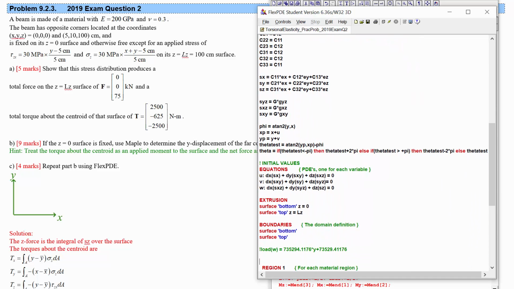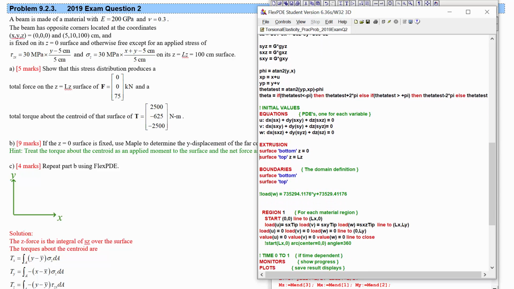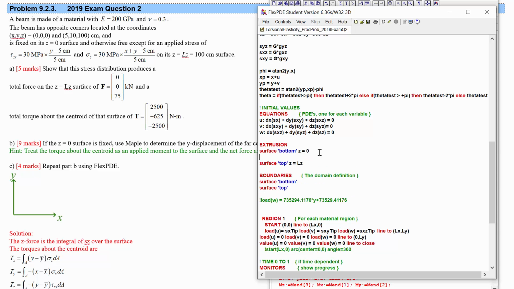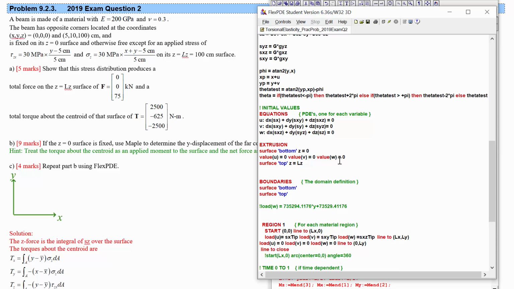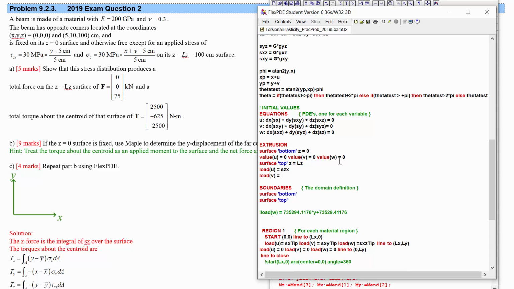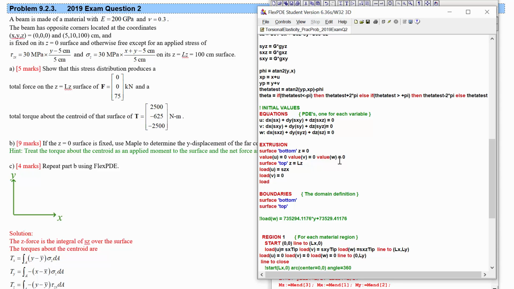What else do we want to check? We have no weight applied or anything. And we are going to have it fixed on the z equals 0 surface. I've got a fixed boundary condition down here we can copy. And on the top z surface, we are going to say load in U is equal to SZX. Load V is 0. That was the default. We didn't really need to say that one. Load in W is, we called this tip. Good.